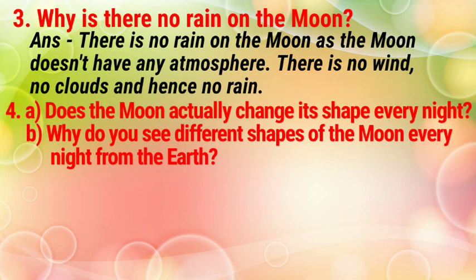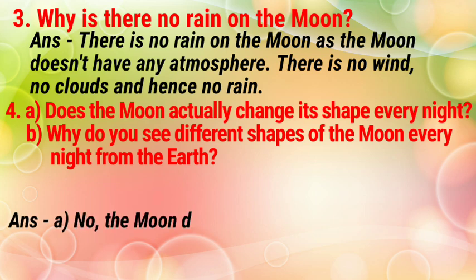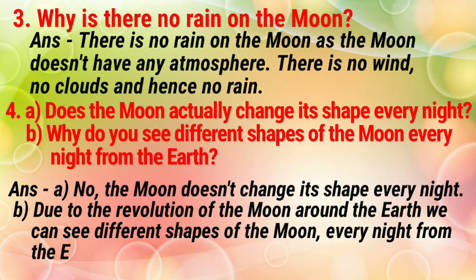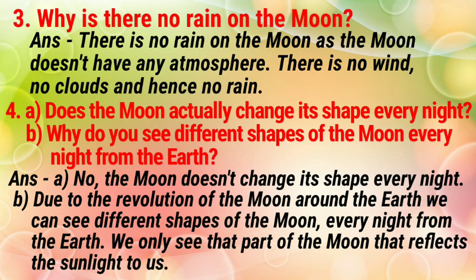4. A. Does the moon actually change its shape every night? Answer. No, the moon does not change its shape every night. B. Why do you see different shapes of the moon every night from the earth? Answer. Due to the revolution of the moon around the earth, we can see different shapes of the moon every night from the earth. We only see that part of the moon that reflects the sunlight to us.